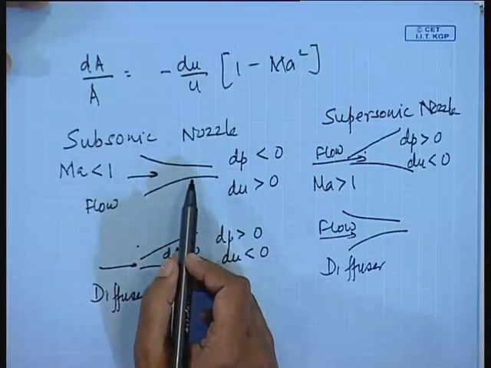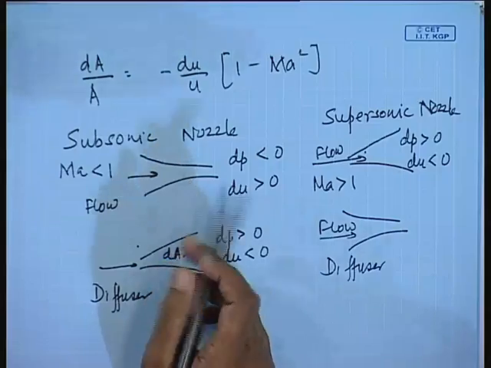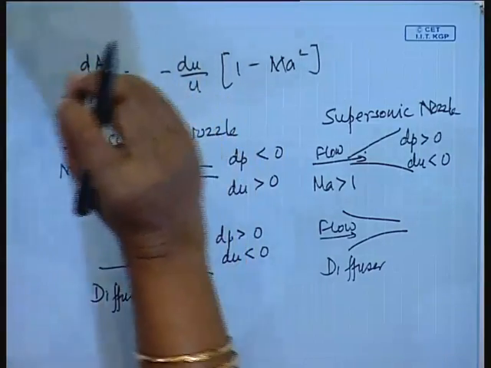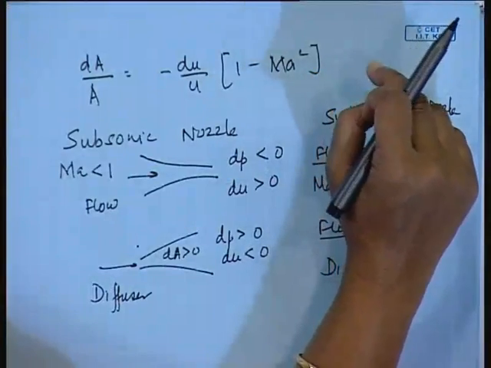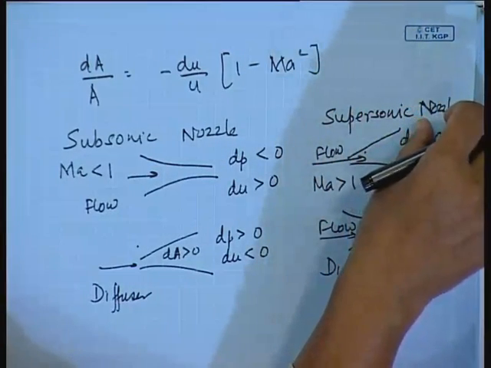So, suppose we have started with a very low velocity, and from that particular velocity we would like to accelerate the flow to supersonic conditions. That means we would like to go from Mach number less than 1 to Mach number greater than 1. Can we do it by either a subsonic nozzle or a supersonic nozzle? Can we do it? We cannot do it.